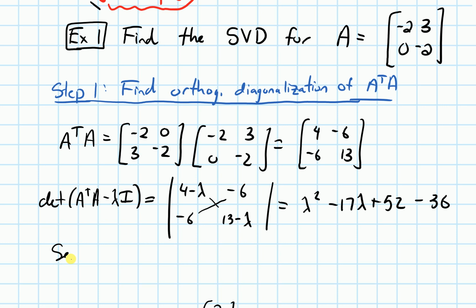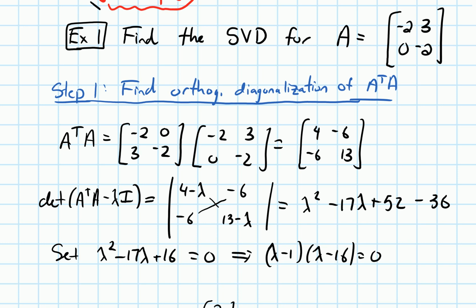All right, so now let's set this equal to 0. So let's set lambda squared minus 17 lambda, and then we get 16, equals 0. So now factoring the left-hand side, we get lambda minus 1 times lambda minus 16 equals 0. So we know what the eigenvalues are. So we know lambda equals 1 and lambda equals 16. So next we need to get the eigenvectors.